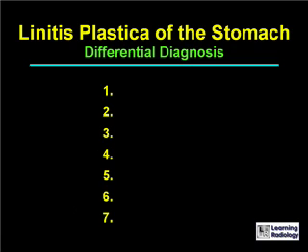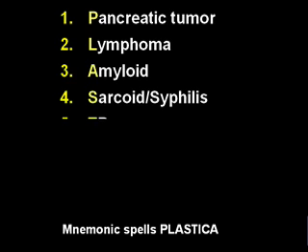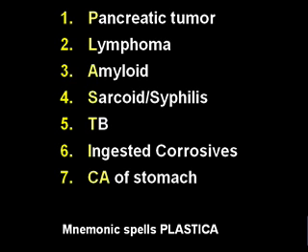The main causes for linitis plastica of the stomach are pancreatic tumor, lymphoma, amyloid, sarcoid or syphilis, tuberculosis, ingestive corrosives, and carcinoma of the stomach.